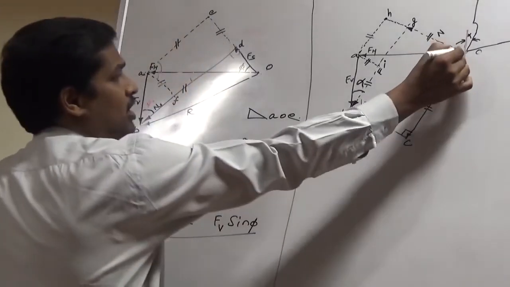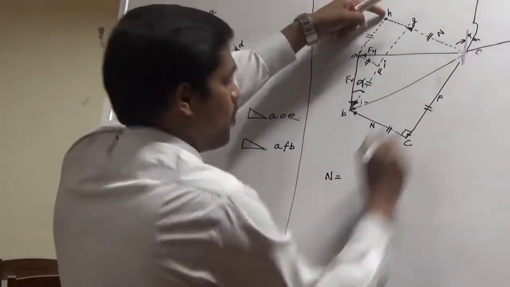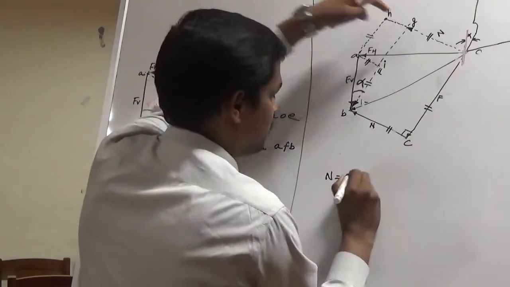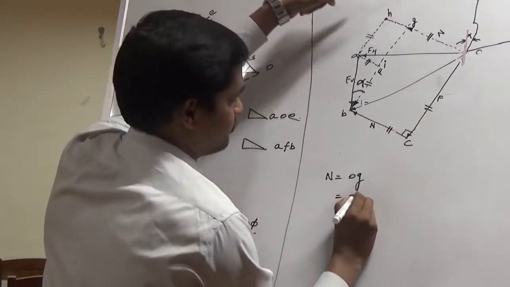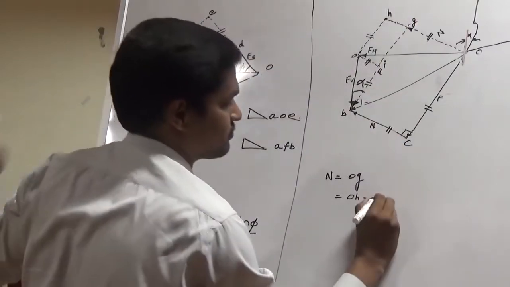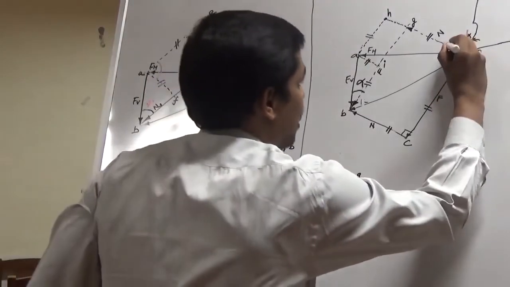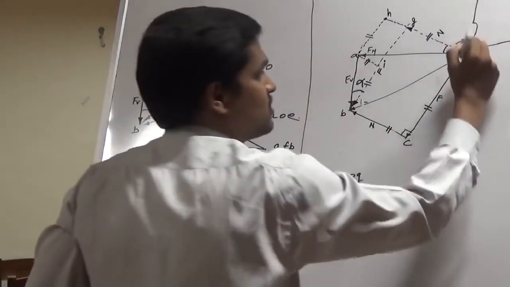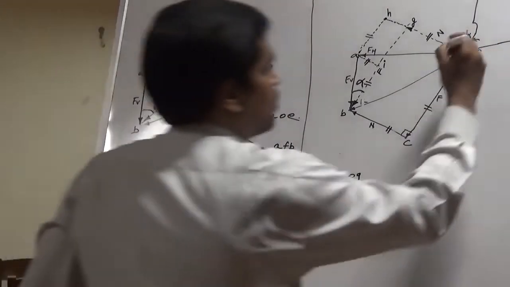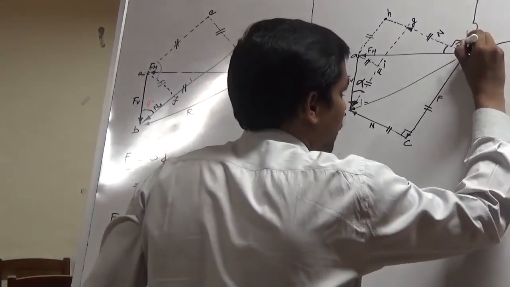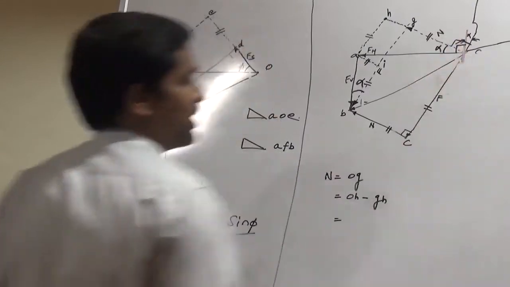first let me find N. N is OG, which is OH minus GH. So OH, the entire length, for that I have to relate with this angle. If this is alpha, this is 90 degree and this is 90 degree, 90 minus alpha, 90 minus 90 minus alpha, this is my alpha.